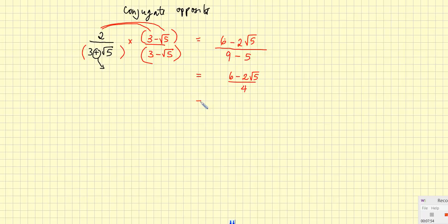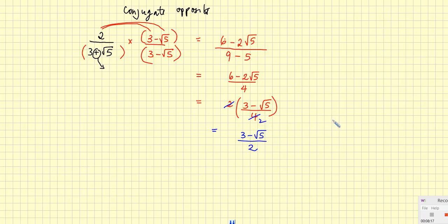Now we would definitely simplify this further. We could take out a 2 in the top, which is common to both 6 and 2, so that we're left with 3 minus root 5, all divided by 4. And now because 2 goes into 4, our answer goes to 3 minus root 5, all divided by 2. And that's the end of that answer.